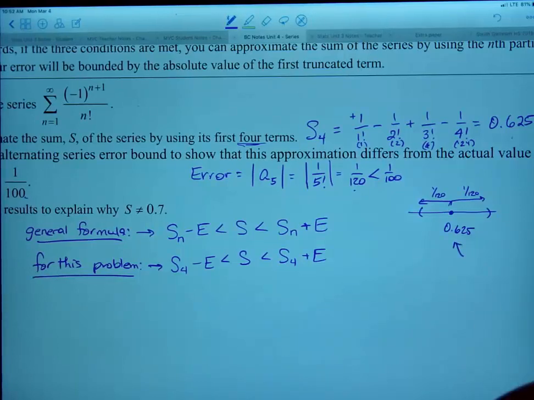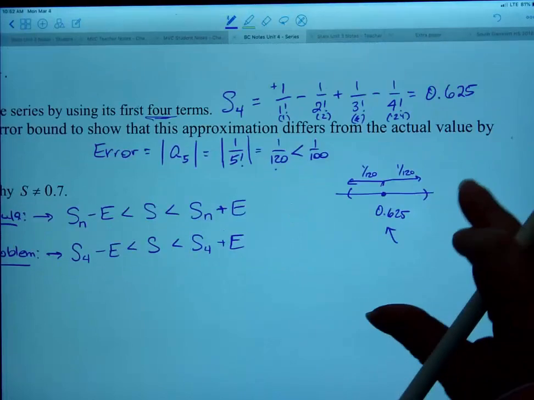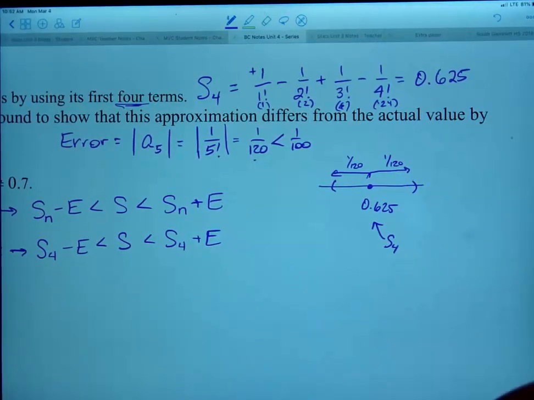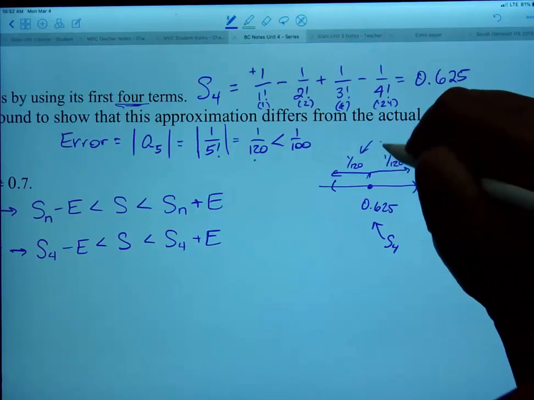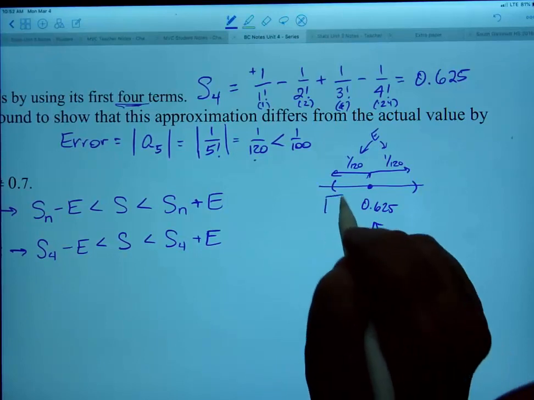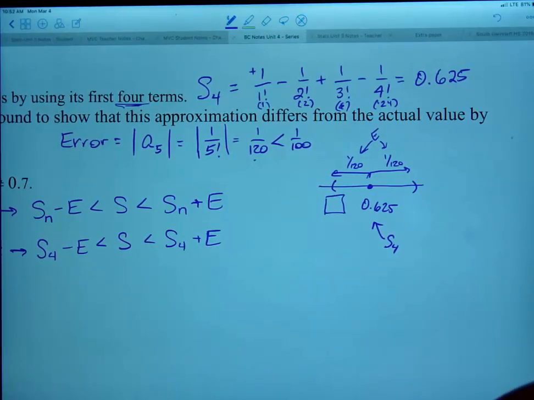All right, let's see if I can move this over and blow it up so you can see both things. This 0.625, that was S sub 4, right? Isn't that S sub 4? Okay. This 1 over 120, both of these, that's E. Can you tell me, please, what number on the number line goes there? How would I find that number that goes in the box?